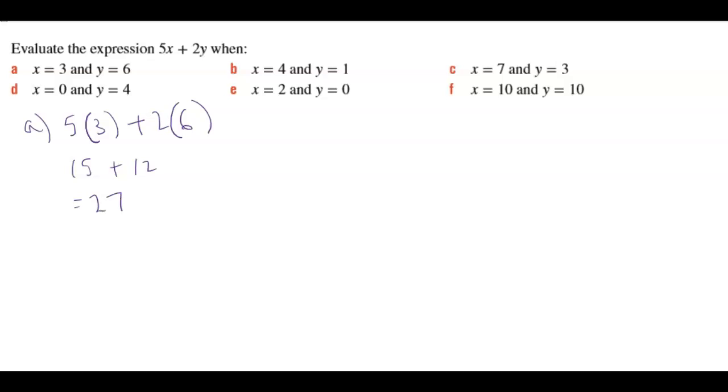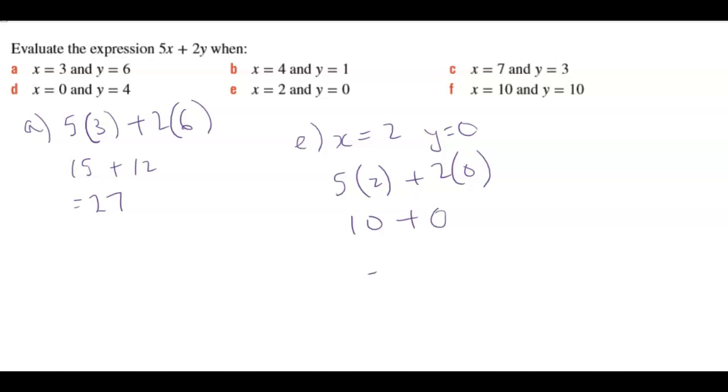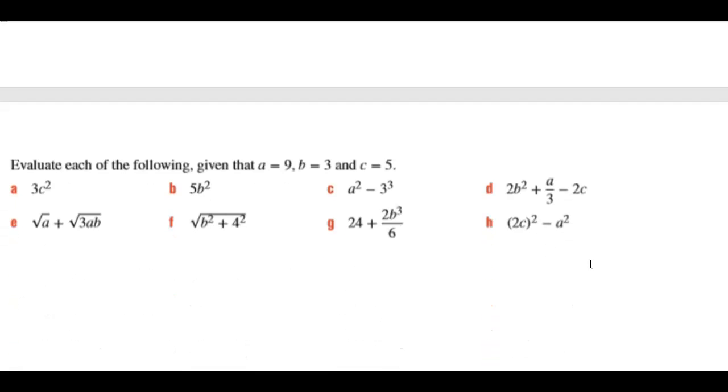All right, I might just do 2 of these. Let's do E. So x equals 2, and y equals 0. So I've got 5x, which in this case is 2, and then 2y, 2, 0. 5 times 2 is 10. 2 times 0 is 0. So your final answer is just 10. Okay, and I think that might be it. No, I've got another question. Sorry, just couldn't scroll. There we go.